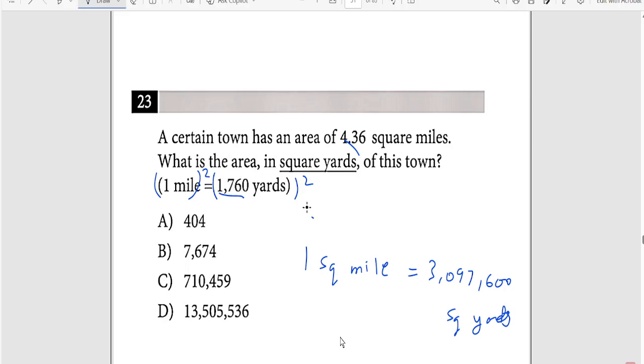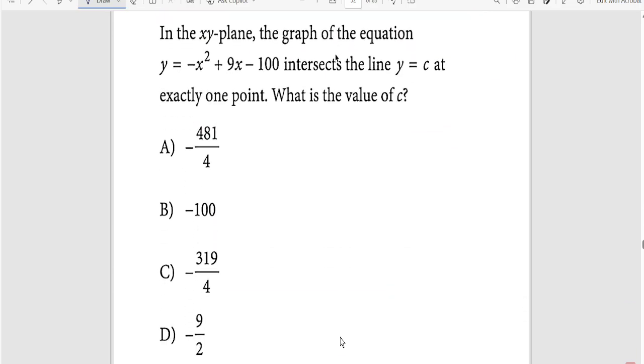Now I need to convert this into square yards, right? 1 square mile is this many square yards. So if I multiply 4.36 square miles with this, I will convert it into square yards. So I need to do 4.36 times 3,097,600. If I just multiply them, I will get this. So option D is correct. Okay, let's see next question.